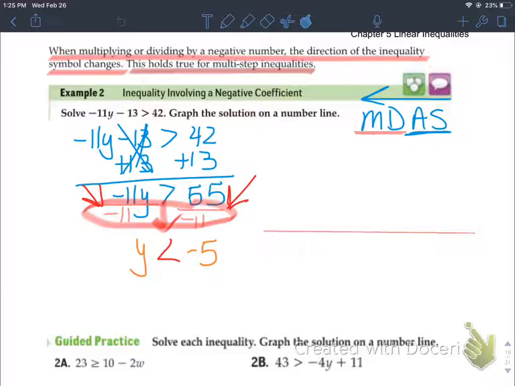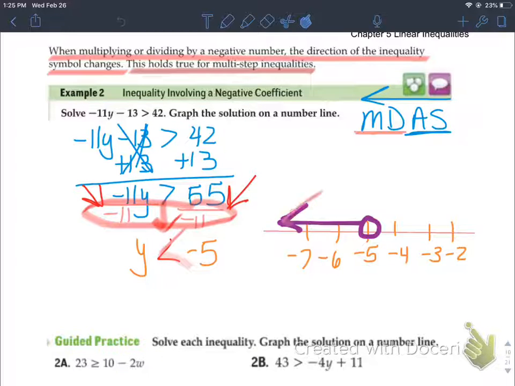Now I have y is less than negative 5, and I need to graph it. So in order to graph this, I draw up my number line, and then I'm going to have an open circle because it's not equal to, and pointing to the right, I apologize, to the left, because that is the way that the symbol is pointing, and those numbers are less than negative 5. Complete the two guided practices on your own. We will go over those tomorrow in class.